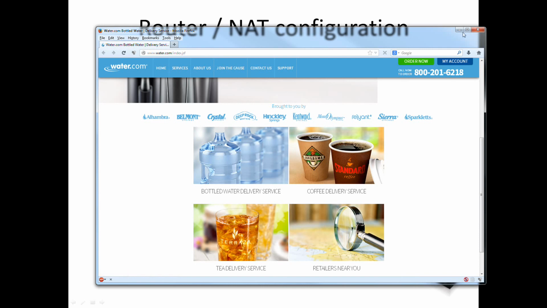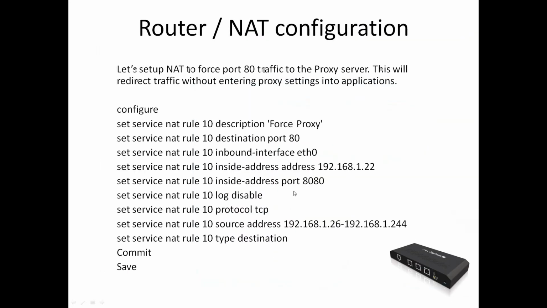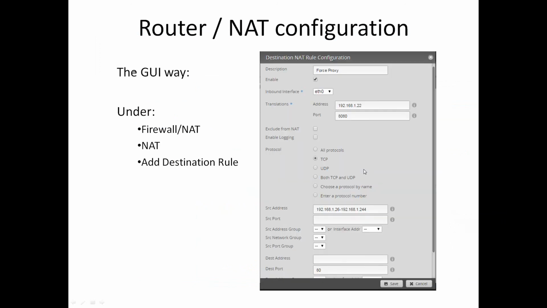So that's how you would set up the NAT configuration through the command line. Also, if you want to do it the easy way and you have an EdgeRouter, you can go to firewall in the GUI. Go to firewall NAT, add a destination rule, not a source rule. And then this is how you configure it. Ethernet 0, the interface, that is the interface of your LAN side. And then it's the address of the server you want to send it to, the port on the server you want to send it to, the source addresses, meaning the ranges of the computers in your network, and the port that they're trying to send to.